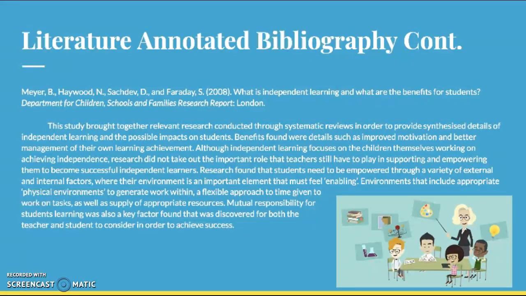Research found that students need to be empowered through a variety of external and internal factors, where their environment is an important element that must feel enabling. Environments include appropriate physical environments to generate work within, a flexible approach to time given to work on tasks, as well as a supply of appropriate resources. Mutual responsibility for students' learning was also a key factor discovered for both the teacher and student to consider in order to achieve success.